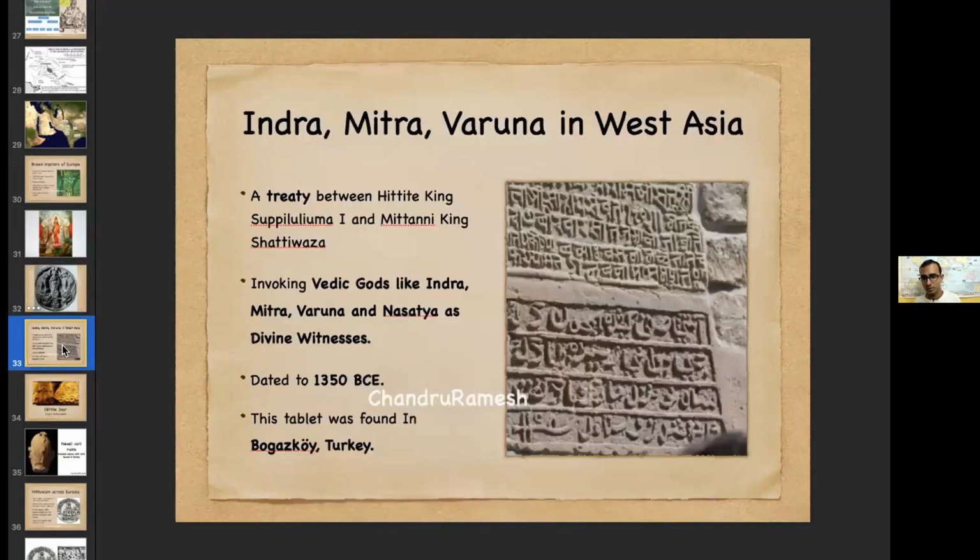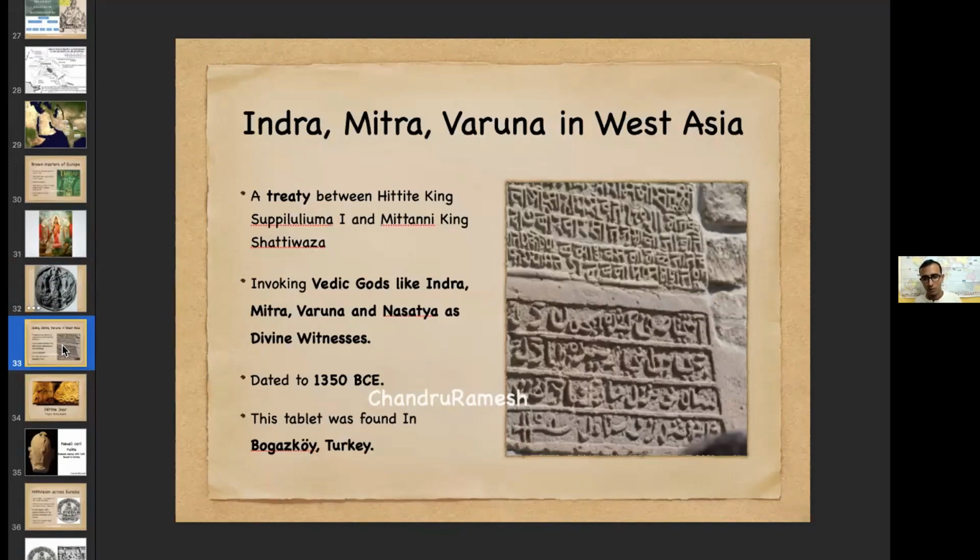Okay, now coming to other civilizations. Since this session is more about the cross-cultural traces, I'm just going to discuss the traces. I'm not going to go in depth on any culture because that again is going to take a lot of time. Now, this is in modern day Turkey, in a place called Bogaskoy.